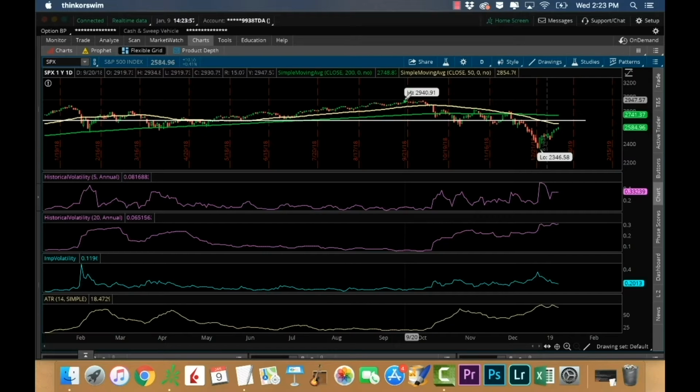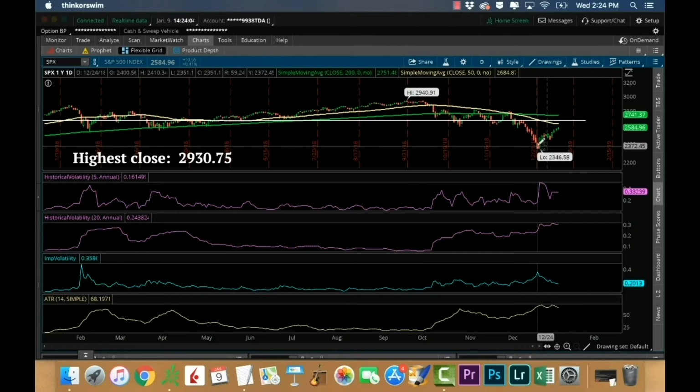But for anybody out there who likes technicalities, if we look right here on September 20th, 2018, it actually closed at 2930.75. That was the highest print. And then on Christmas Eve, on December 24th, we closed at 2351.10, which if you run the numbers on that, it's actually a decline of 19.8%.